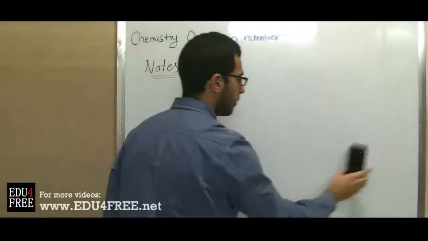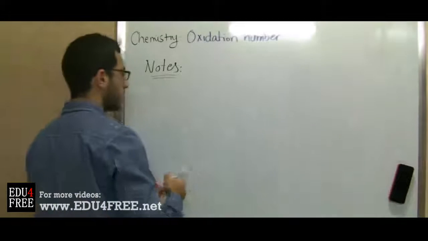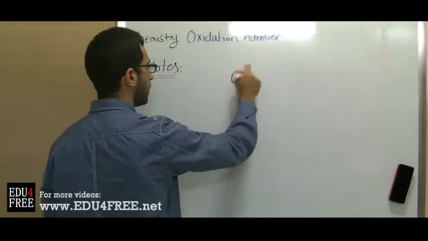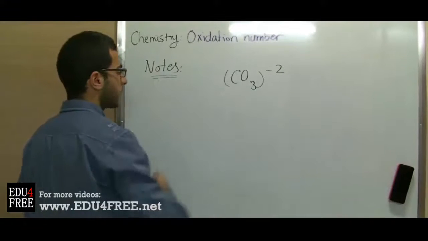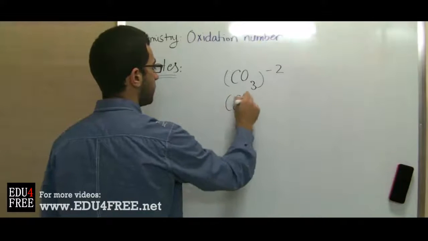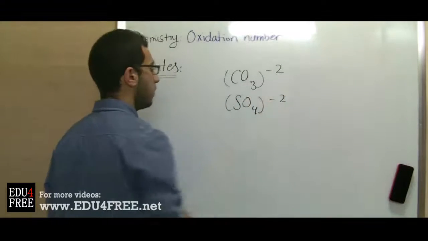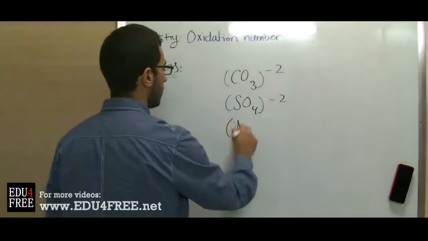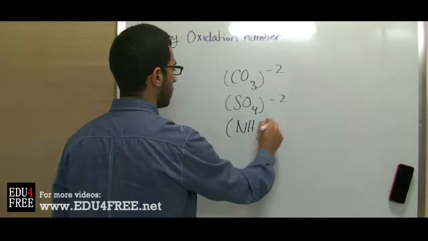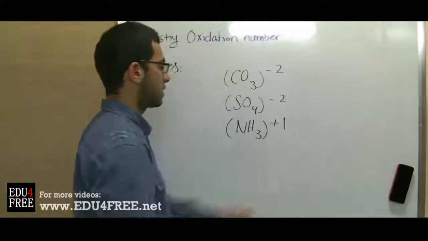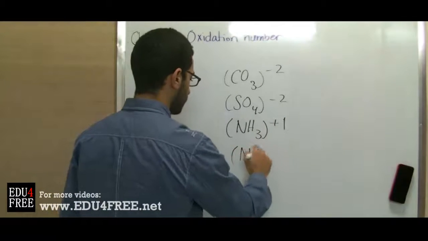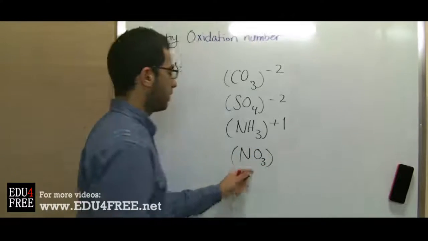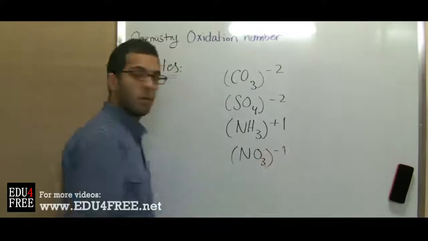Also, we'll have some examples for the polyatomic ions, like carbonate, which is negative 2. We got sulfate, which is also negative 2. We got ammonia, which has the oxidation number of positive 1. And finally, we got the nitrate, which has the oxidation number of negative 1.